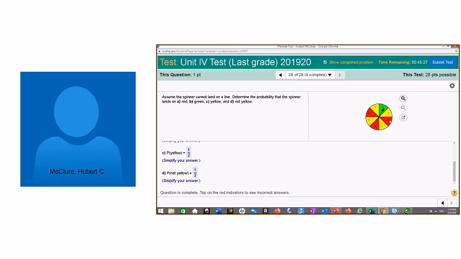Not yellow. Well, there's 8 slices. 4 are yellow. So how many are not yellow? 4. So 4 over 8, which would be 1/2. So you see, I didn't pull any punches. I didn't put any trick questions on there. Just straightforward, right out of the homework.